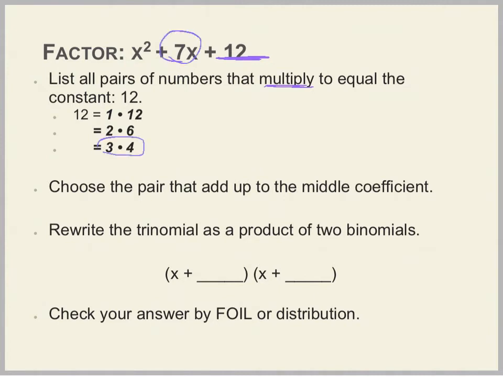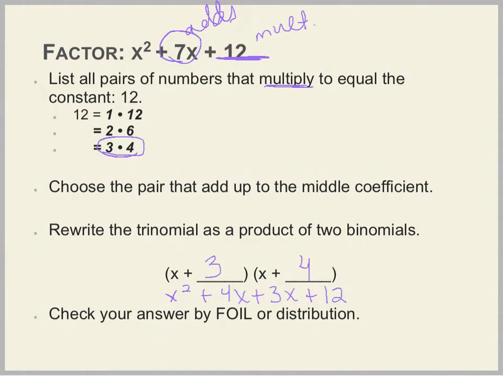And we can see that 3 times 4 multiplies to 12 and adds to 7. So we will now rewrite that trinomial as the binomials x plus 3, x plus 4. Foiling or distributing this, I have x squared plus 4x plus 3x plus 12.